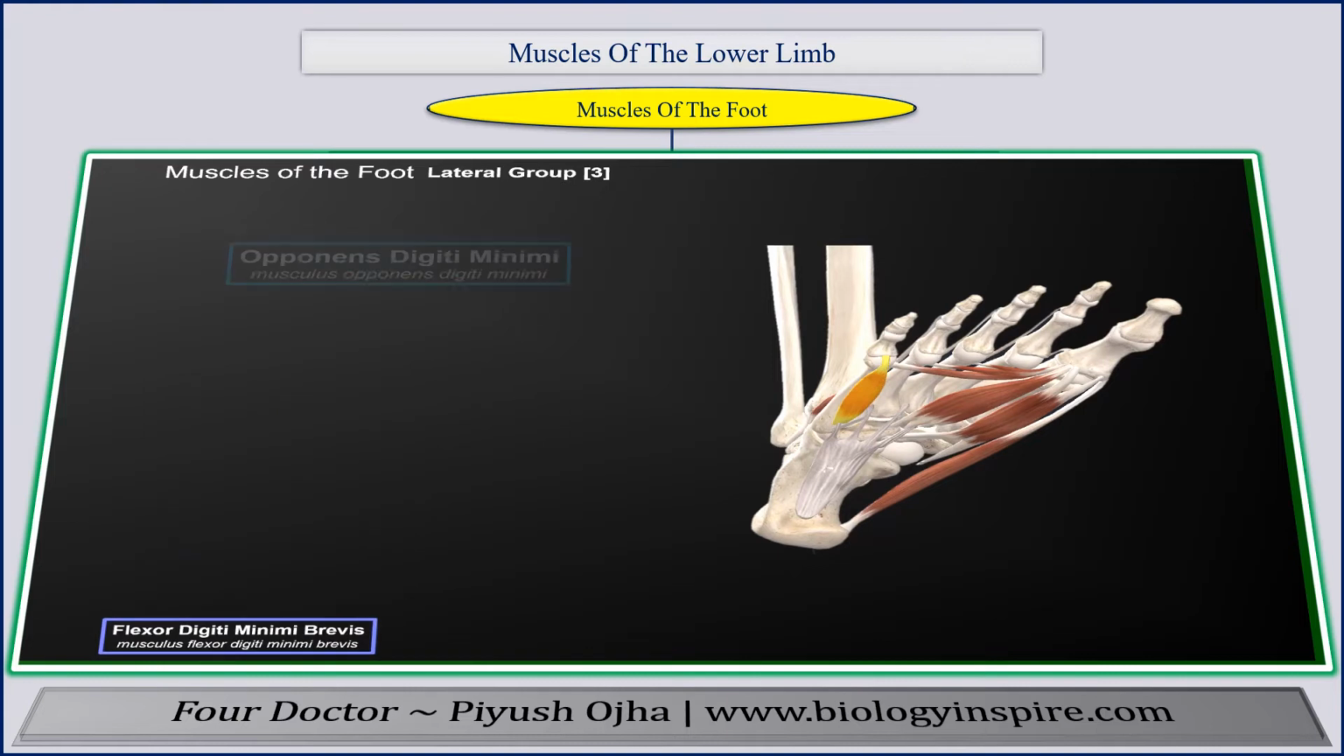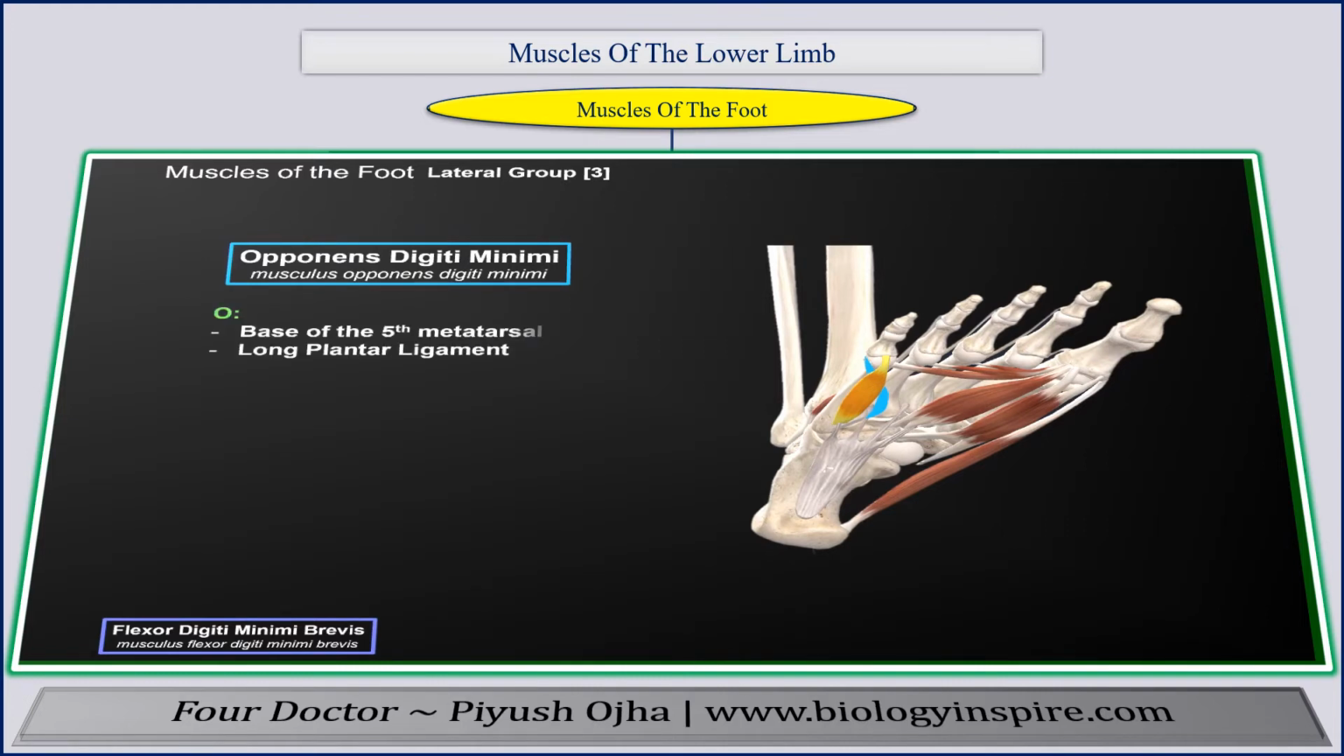Then we have a muscle called the opponens digiti minimi, which is a tiny muscle going underneath the tendons of the flexor digiti minimi brevis, as you see here. This muscle originates from the base of the fifth metatarsal bone as well as from the long plantar ligament, and it inserts at the lateral surface of the fifth metatarsal bone, and its function is adduction and opposition of the little toe, basically pulling it towards the big toe.